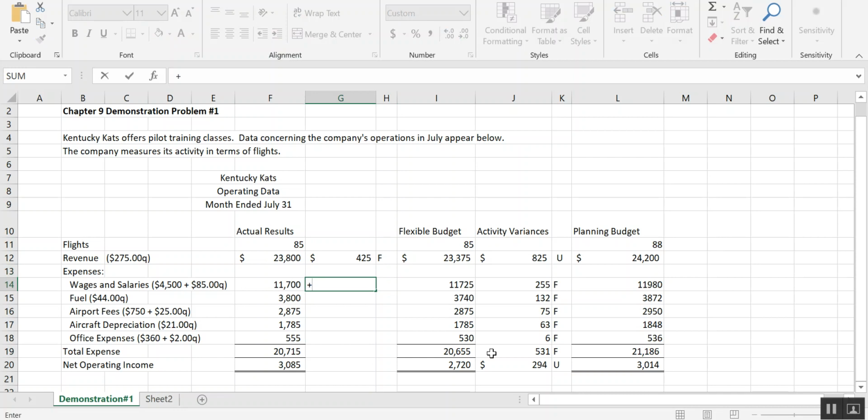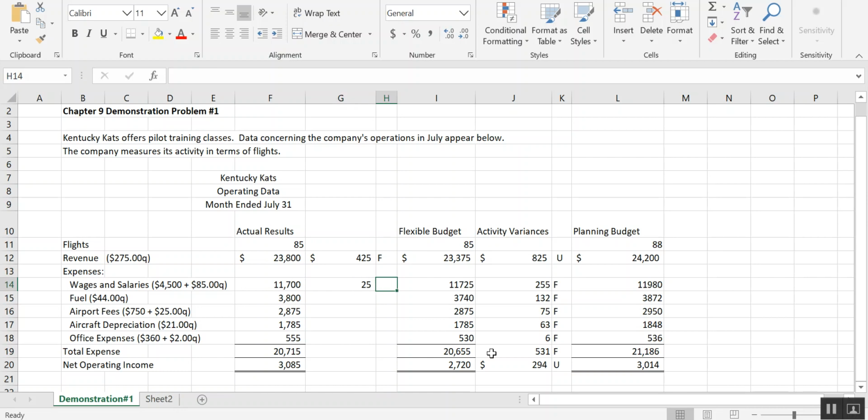Then we're going to take the difference between 11,700 and 11,725. The 11,700 is below what we intended to spend, so this is going to be favorable. Again, if expenses are below what we planned, it's always favorable.